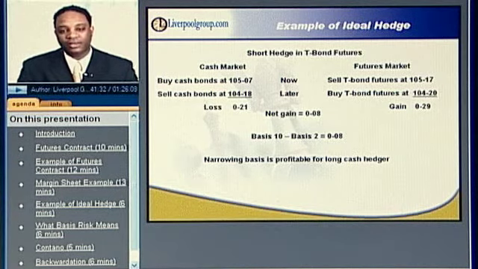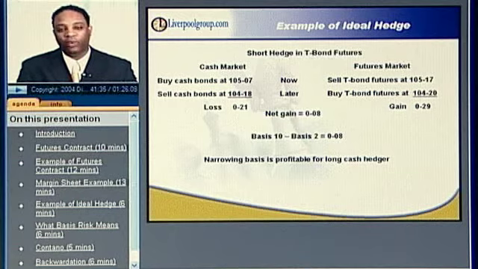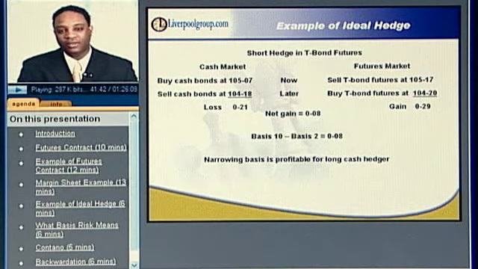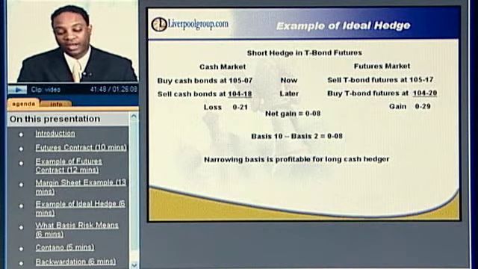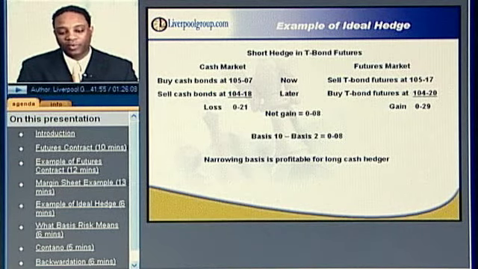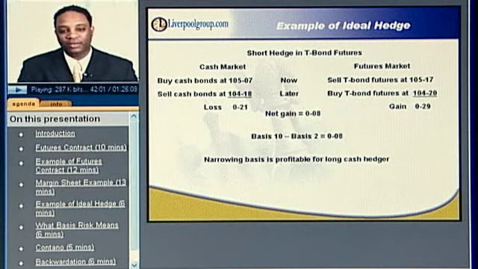Now later on, they decide to sell their cash bonds, and they sell them at a loss of 104.18 with a loss of 21 points. They then buy back their futures position, and they end up with a gain of 29 points. Now the difference between the loss that they had of 21 points and the gain they had of 29 points creates their profit of a net gain of 8 points. And that is the basis profit in the scenario.